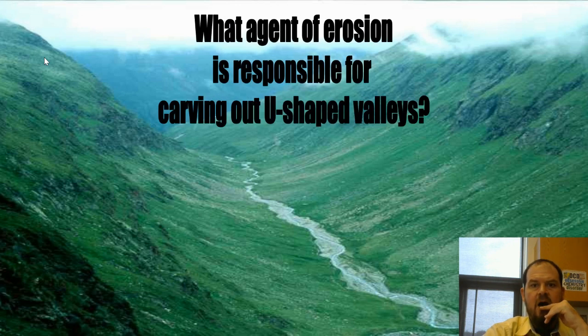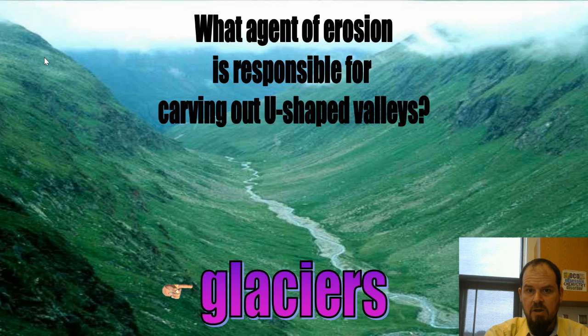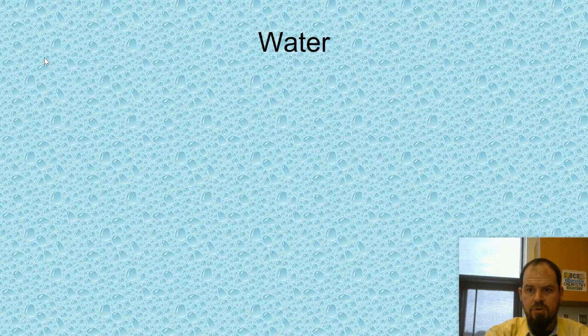Okay. This is not really notes you're taking, but just think: what's the agent of erosion responsible for carving out these U-shaped valleys? Well, glaciers, we just talked about them. Glaciers carve out U-shaped valleys.